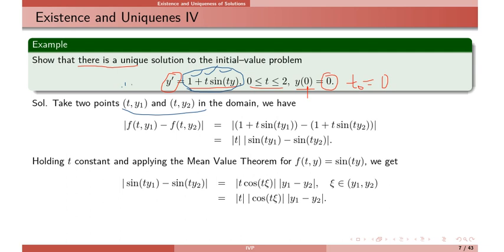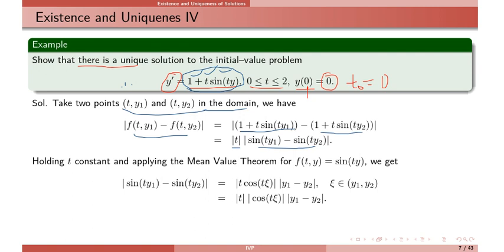So now we check Lipschitz. How do we check? We take 2 points in the domain, (t, y1) and (t, y2), then write f(t, y1) minus f(t, y2). So one will cancel out. You can take mod t outside: sin(t y1) minus sin(t y2). So here we need to find y1 minus y2.